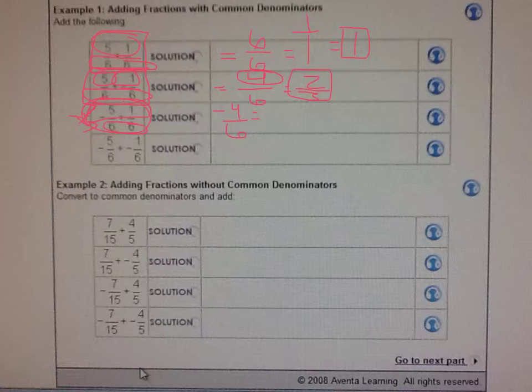Now we reduce that. We know 2 goes into them. We got to keep the negative with it. 2 goes into 4 twice. 2 goes into 6 3 times. And we're done. Same thing here. Okay, all they're doing is giving all the different options it can be if it's the same denominator. 6 is still the same.